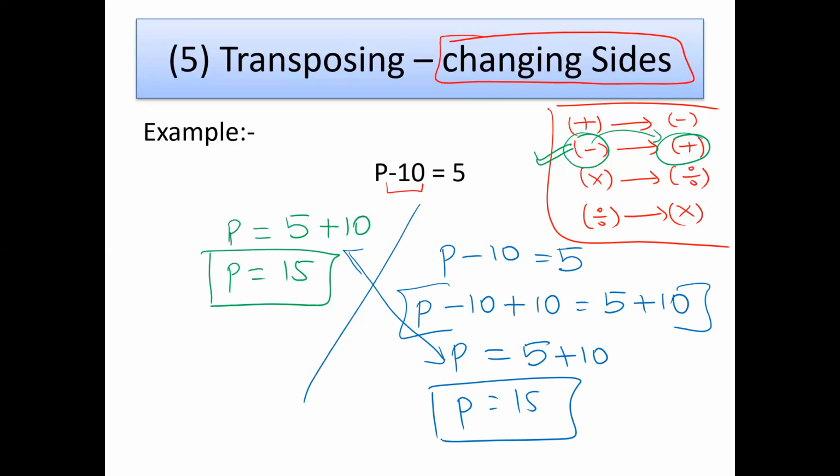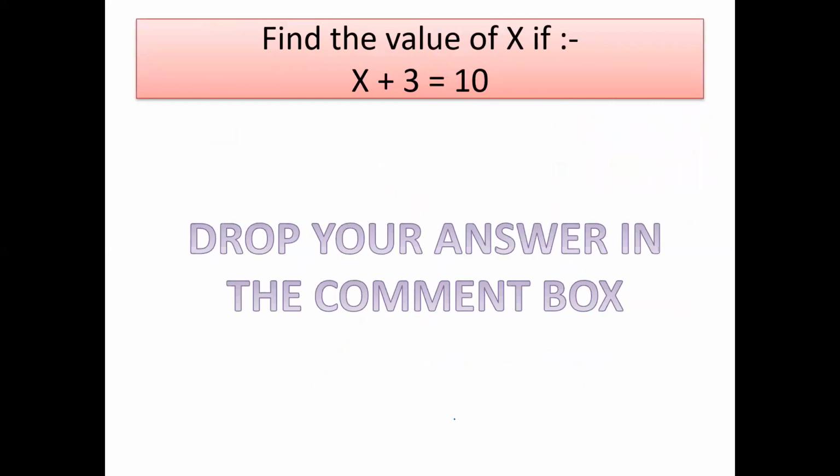I think that the 4 methods of addition, subtraction, multiplication and division along with transposing, the fifth method, are clear, and therefore we will leave you with a question. You have to find the value of x in x plus 3 is equals to 10 by any method, the method which you have understood, and you have to drop your answer in the comment box. So we'll be waiting for your answers.